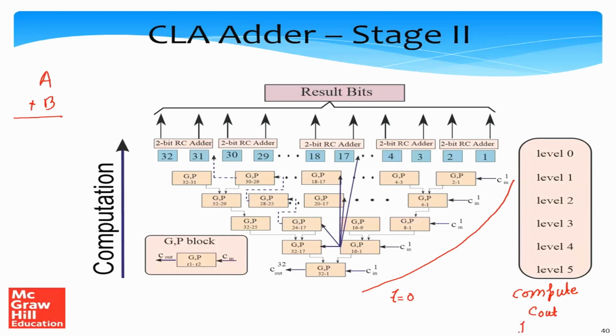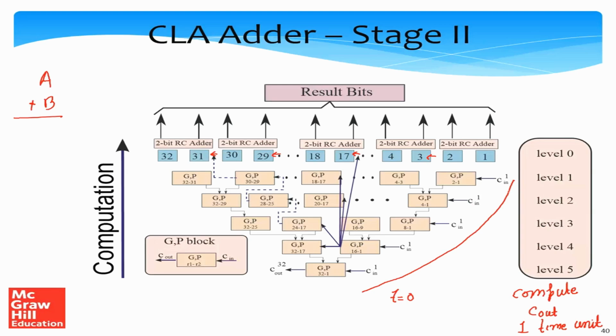it is one time unit. Alright, so it takes one time unit to compute C out. And similarly, we need to find out how many time units it takes to do the entire addition. Our main aim is that for each of these 2-bit adders that we have shown here, we need to find all the carries. If we can do that very quickly, we are all done.